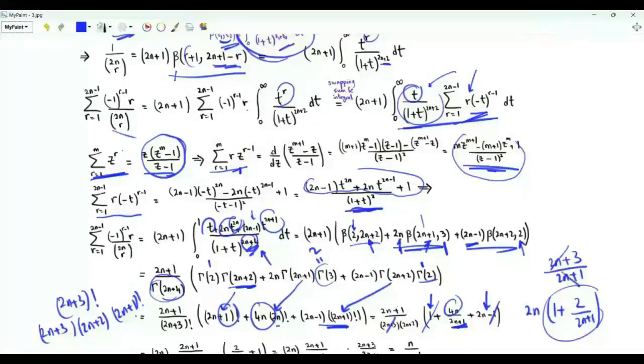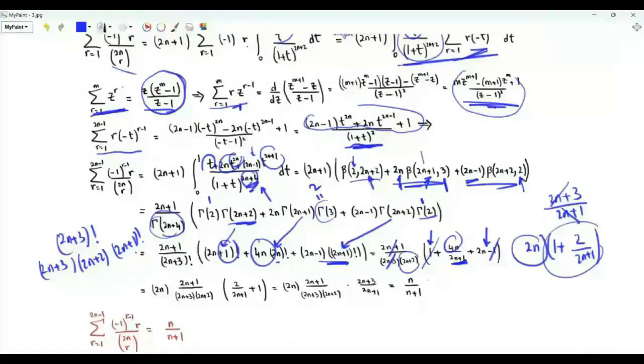These two terms go away. Also these two. We are left with 2n divided by 2n plus 2. That's n over n plus 1. This is the value of the sum of interest as a function of the positive integer n.